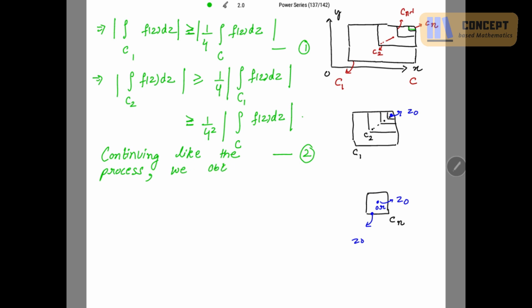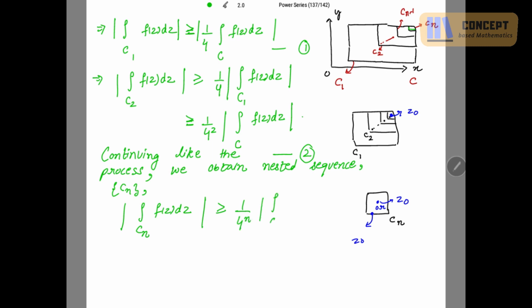We obtain the nested sequence Cn, and now I write mod of integral over Cn of f of z dz is greater than or equal to C. Here the number is 2 and the power of 4 is also 2. So if this is n, the power of 4 is n, mod of integral over C of f of z dz. Is it clear?